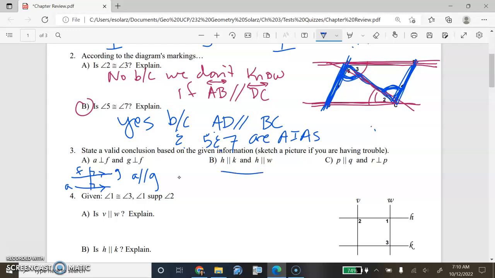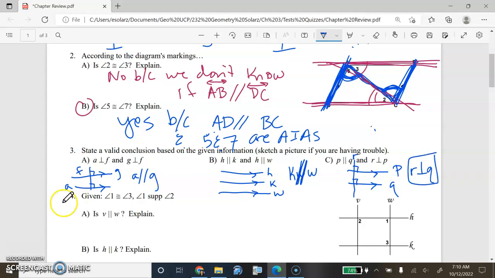Next, we've got H parallel to K. Okay, and then H also parallel to W. Well, if H is parallel to K and W, then K and W are also parallel to each other. So our conclusion would be that K is also parallel to W. Next, P parallel to Q. And then R perpendicular to P. Well, if P is parallel to Q and R is perpendicular to P, then R is also perpendicular to Q. So that would be our conclusion there.